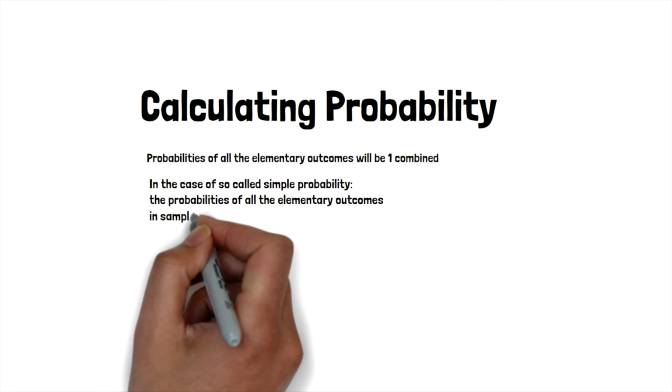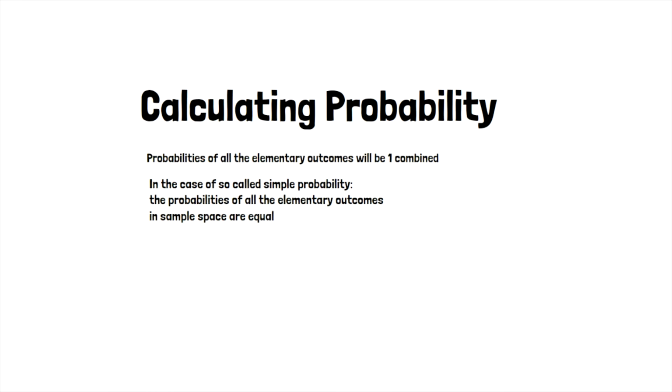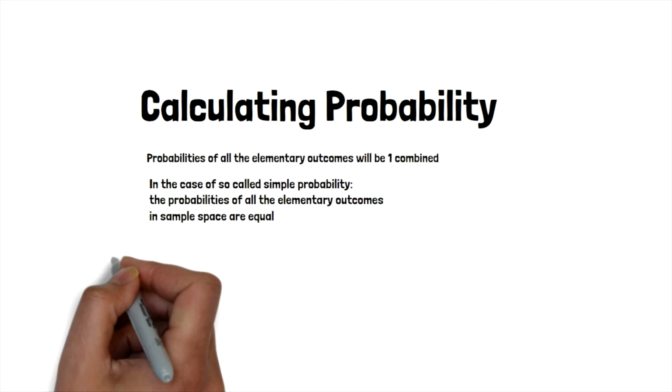As we move on, some points to bear in mind. In a sample space, the probability that any elementary outcome occurs on a trial is less than 1. The probabilities of all the elementary outcomes add up to 1. In the case of simple probability, the probabilities of the elementary outcomes in the sample space are equal.